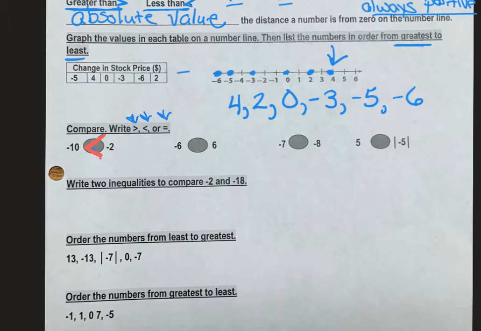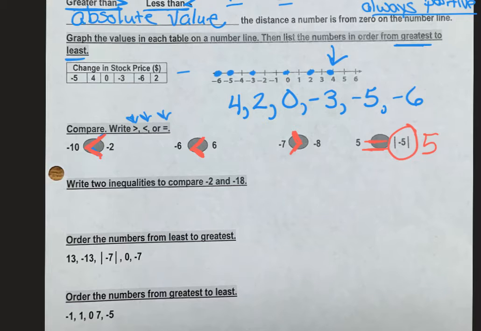-6 and 6. Carter? What symbol? A -6 is less than 6. Okay. Now we're comparing -7 and -8. Amanda? Greater than. Yes, -7 is greater than -8. This one's tricky. We have 5 and the absolute value of a -5. So what is the absolute value of a -5? Taylor, do you know? 5. So what do we know about these two? They're equal. Good.